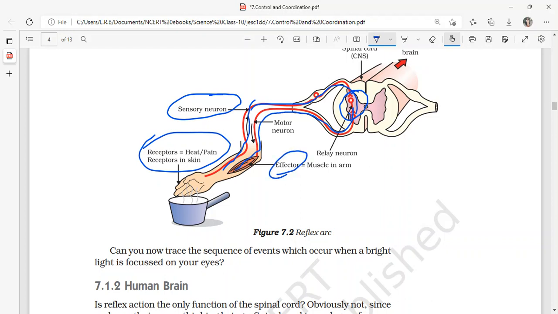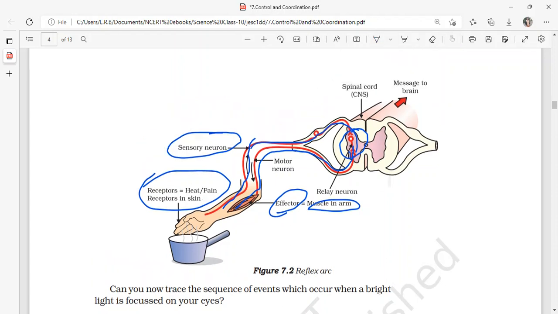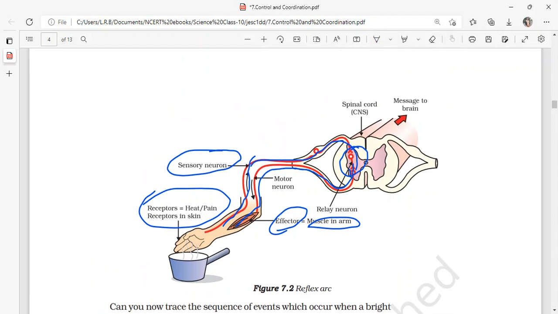That is the reason muscles are called effectors. Okay, they are called effectors, muscle in the arm. And this is the spinal cord, which is part of the central nervous system. And as the action is taken here from the reflex arc, the information will also be processed to the brain.